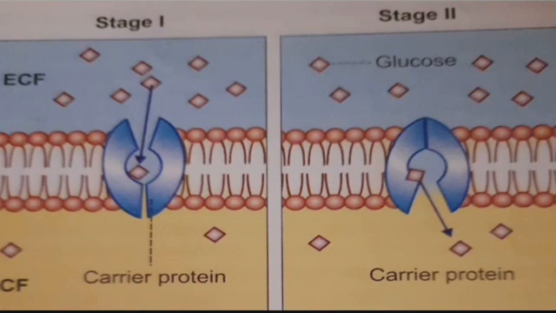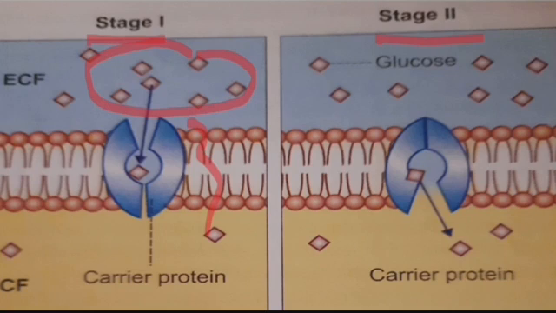Let's see one picture of facilitated diffusion. Here is stage 1 and here is stage 2. You can see the glucose and amino acid are transported by facilitated diffusion. Glucose and amino acid molecules cannot simply diffuse through the channel because the diameter of these molecules is larger than the diameter of the channel.